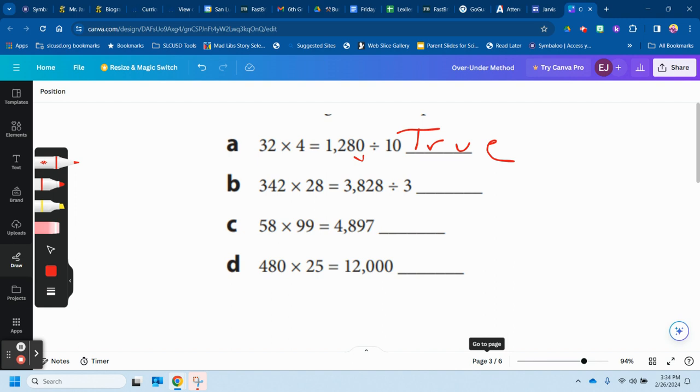So I'll let you do B on your own. How about that? But C here, we have 58 times 99. So I might think of that 58 times 99. I might do 58 times 100 and get 5,800 minus, so I went over by 58. I'm going to subtract 58.